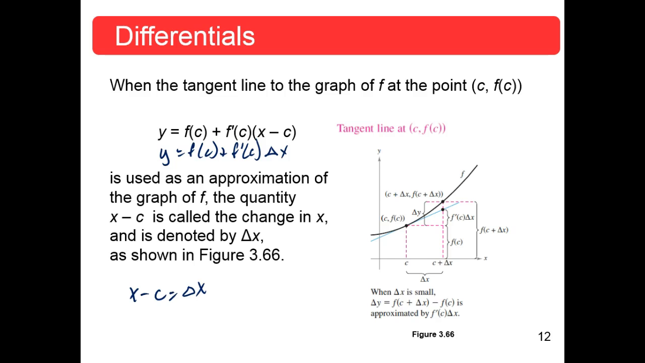Okay. On your graph, I don't see an x. I see a c plus delta x. Well, let's see. What happens here if we add c to both sides? Then this becomes x is equal to c plus delta x. Well, there it is. That is your new x here. That's your x value. C plus delta x is your x value.